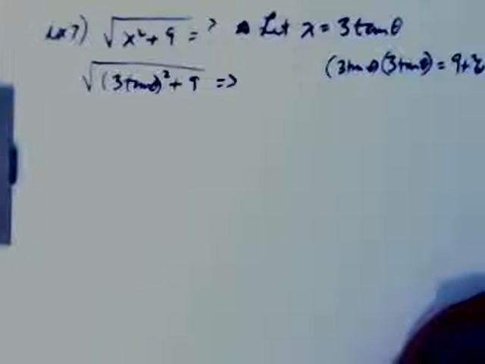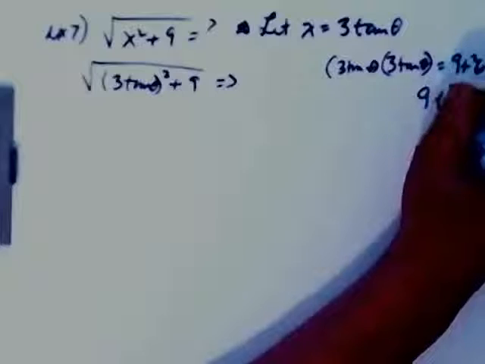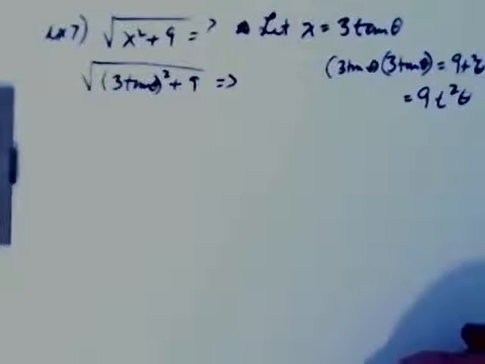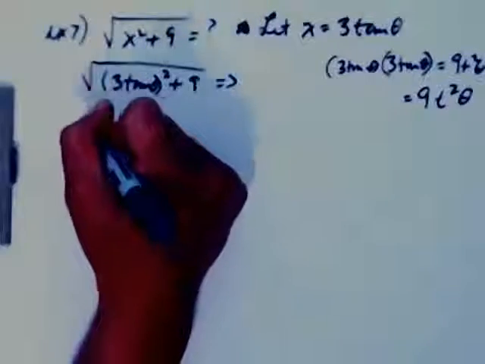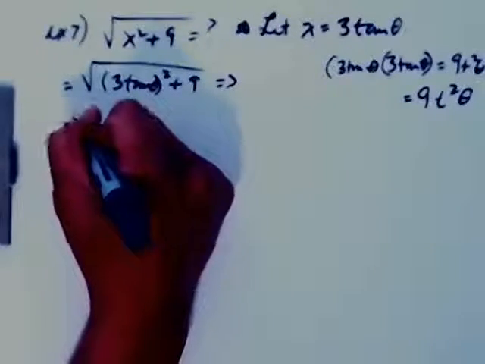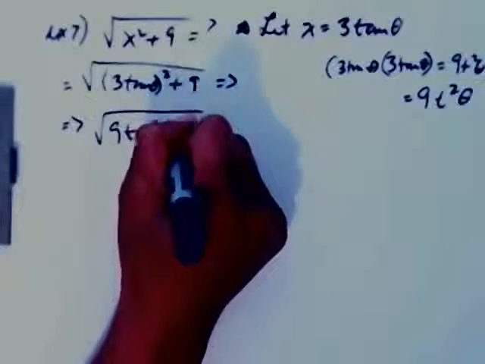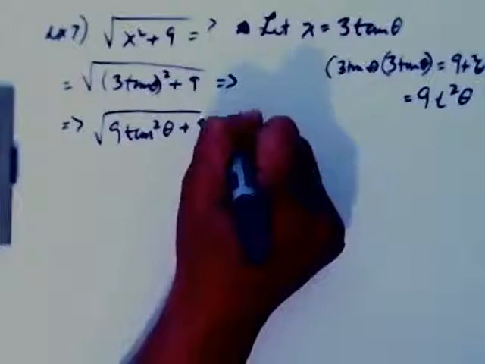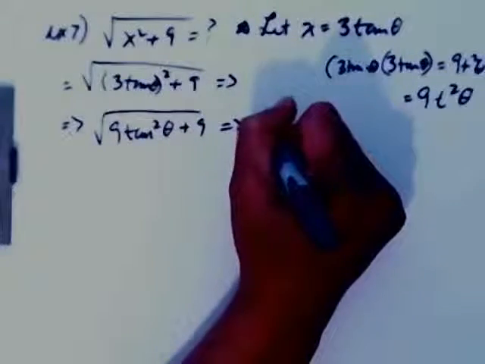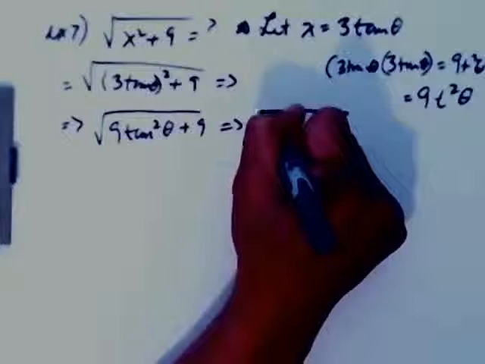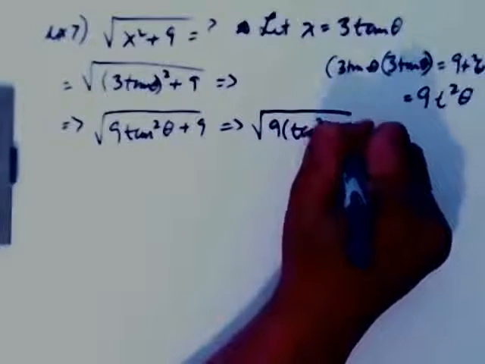Okay, sorry about that. I'm just going to put 9 tangent squared theta for shortcut. So what do we do from here? We substitute that in. We end up with the square root of 9 tangent squared theta plus 9. We can factor out the 9. It's all under the square root still, so it's 9 times (tangent squared theta plus 1).